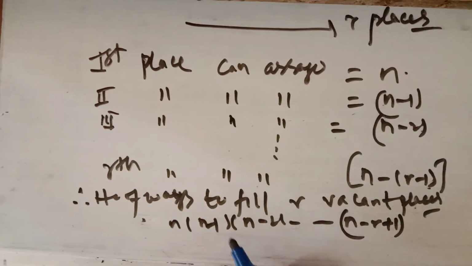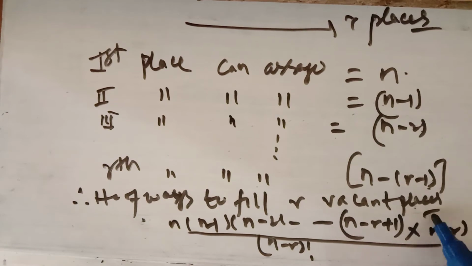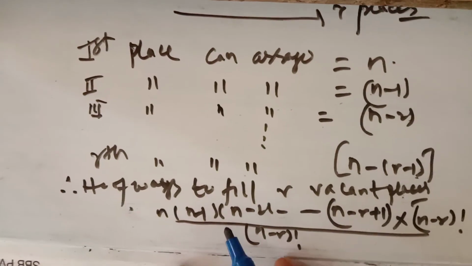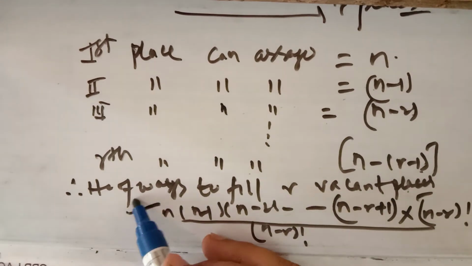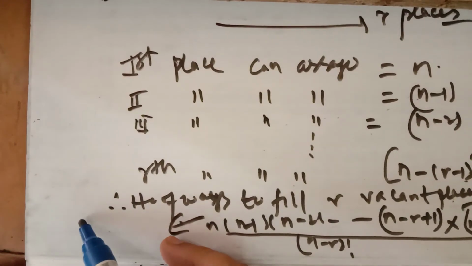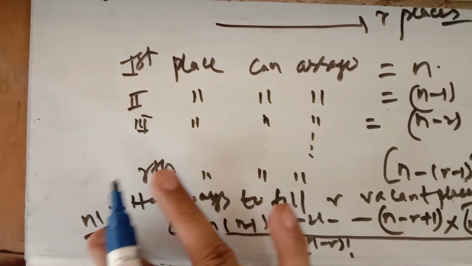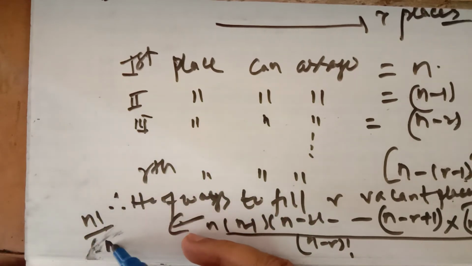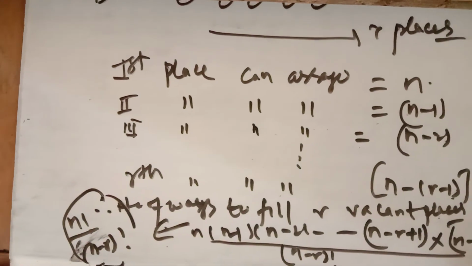Now we can multiply this by n minus r factorial, multiply and divide by n minus r factorial. So this comes out to be n factorial upon n minus r factorial. This is the formula for the permutation.